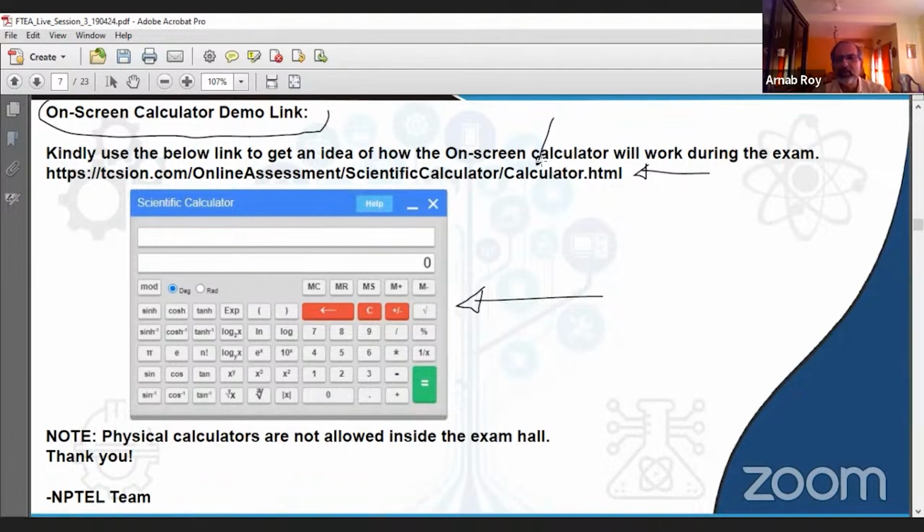So the important thing about this calculator is you should be familiar with using it, and you should also be quite quick in operating it. So having a little bit of practice on this on-screen calculator before you actually write the exam on your exam day would be really useful. You should be quite familiar with this use so that you don't end up spending much time operating it.